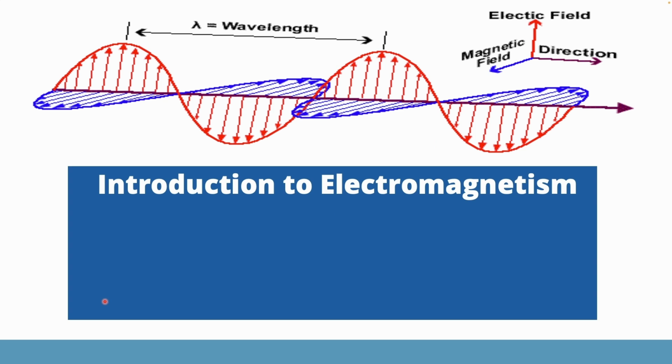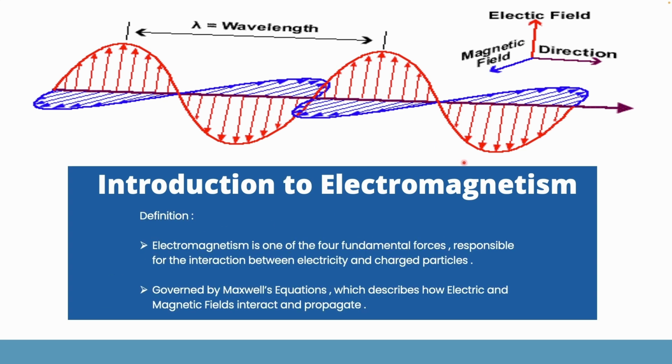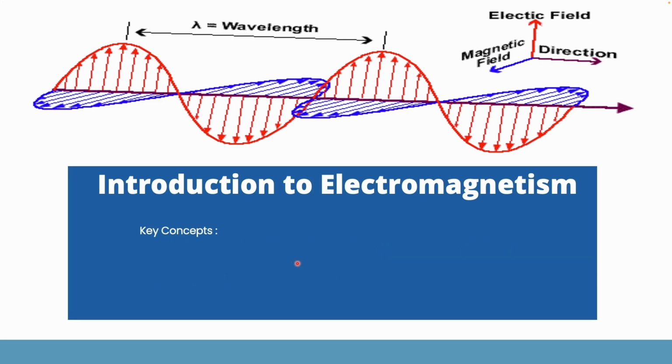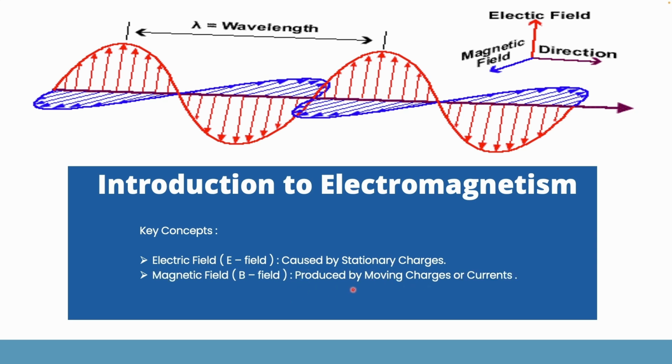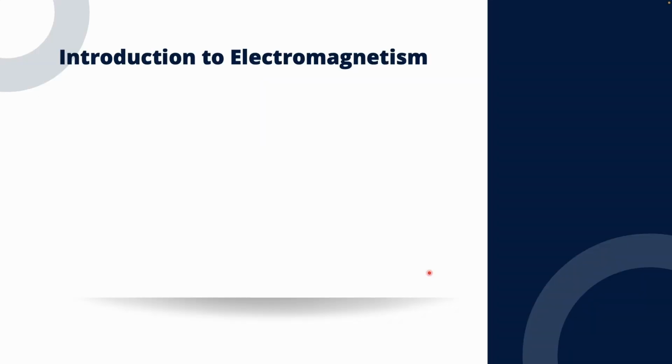Now the basic needs of NMR. For that, we need some introduction to electromagnetism, where we need to know what electromagnetism is. It is one of the four fundamental forces responsible for the interaction between electricity and charged particles. Secondly, we need to know the basics of Maxwell's equations and how electric and magnetic fields interact and propagate. The key concepts are the electric field caused by stationary charges and the magnetic field produced by moving charges or currents.